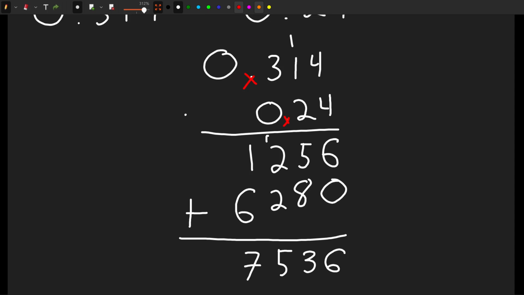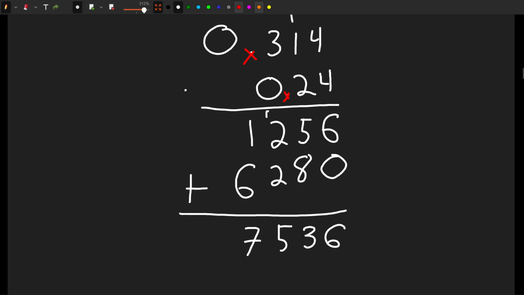Okay. Now, this is where the decimal point comes into play. We need to count the spaces of each decimal in our two numbers and then add that to our answer. So what I mean by that is starting on the far right side of 314, I'm going to count how many spaces it takes me to get to my decimal. 1, 2, 3. So that one has 3 spaces. And then for 0.24, I'm going to do the same thing. 1, 2.